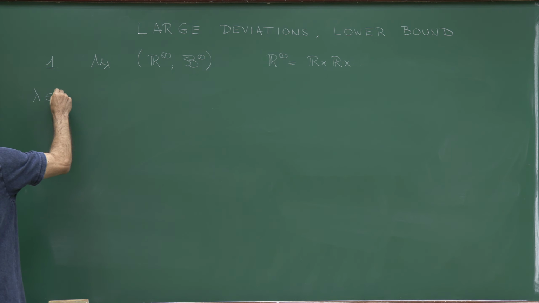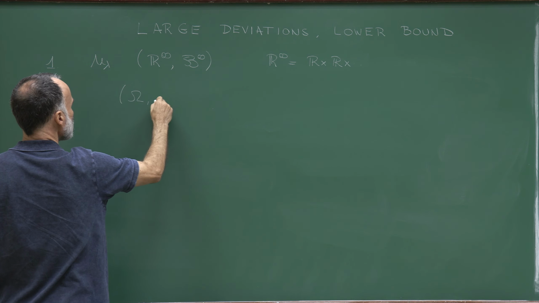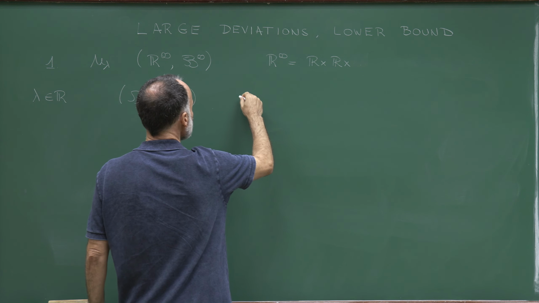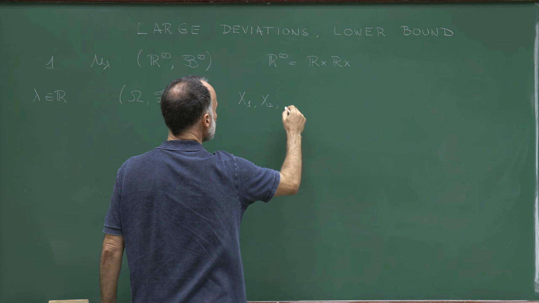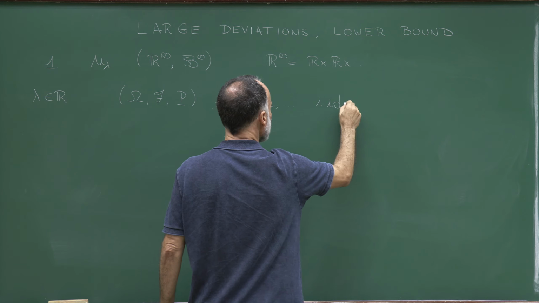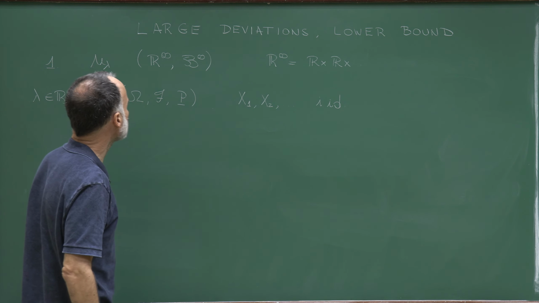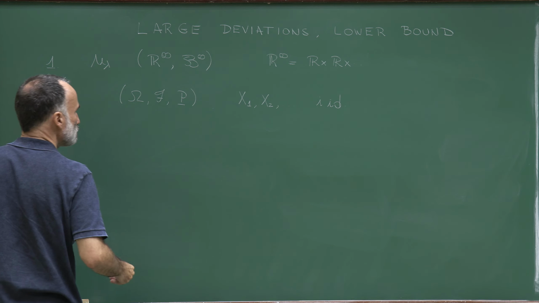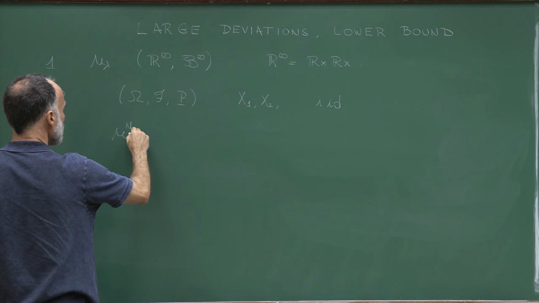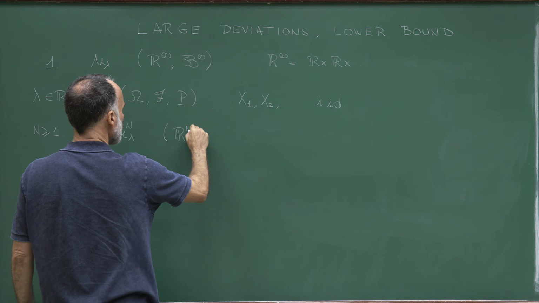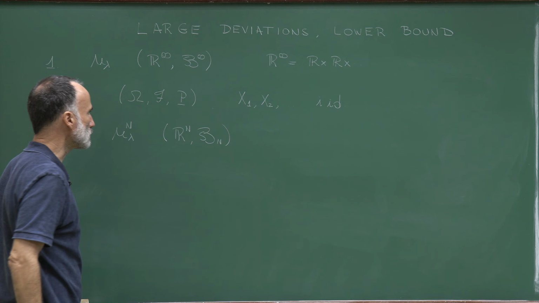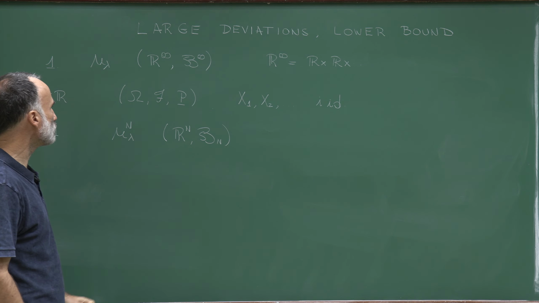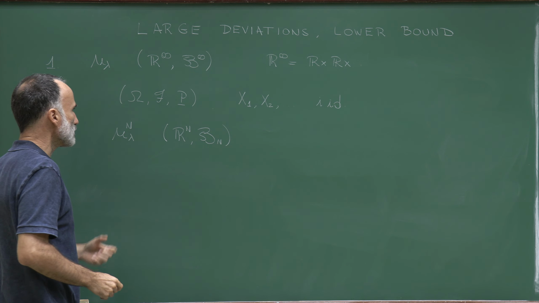So fix lambda in R. Remember that we have a probability space omega, F, and a measure P. And on this probability space, we assumed that we have a sequence of IID random variables x1, x2, and so on. With this probability space and this sequence of random variables, we will construct these measures. For that, let me fix n larger than 1, a fixed integer, and I will define the measure mu n lambda, which is a measure defined on the space Rn with the Borel sigma algebra of Rn. Remember the Borel sigma algebra is the smallest sigma algebra which contains all open sets of Rn.